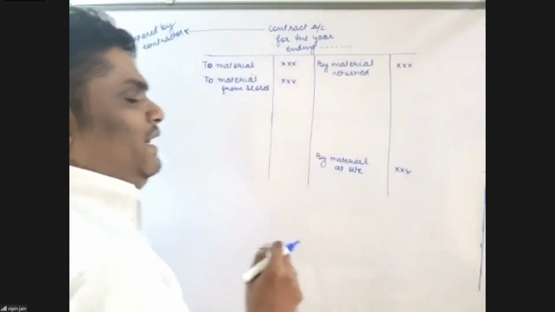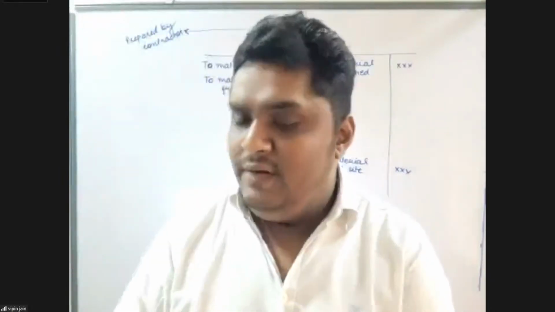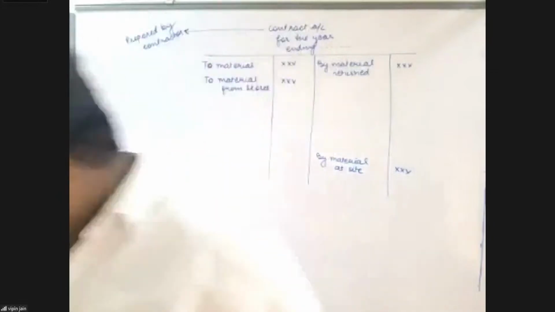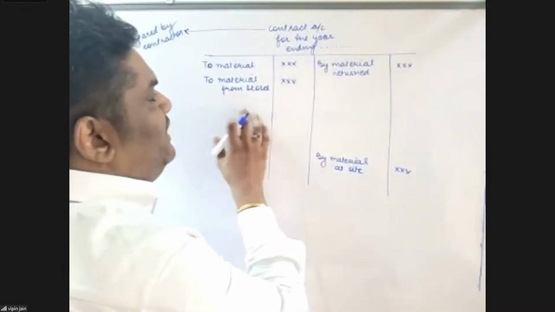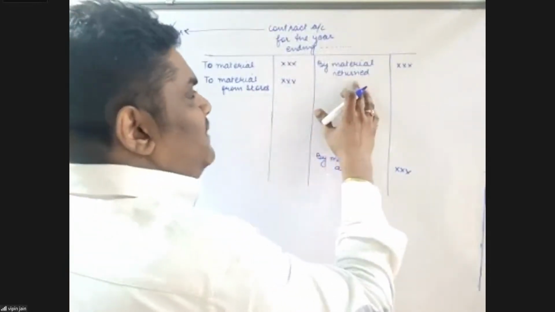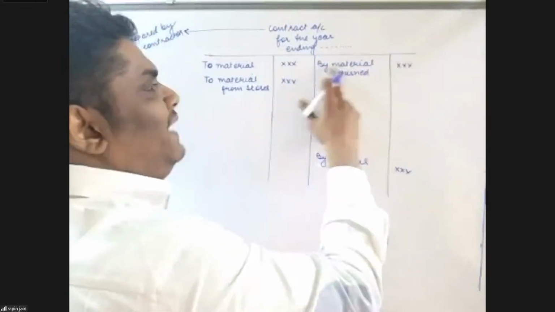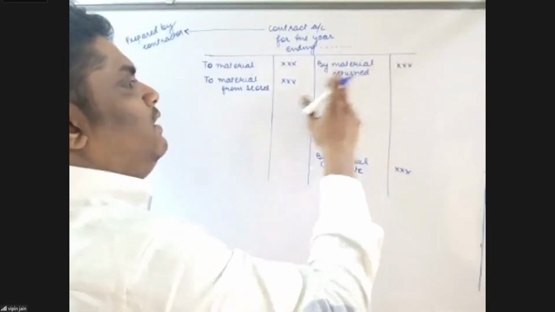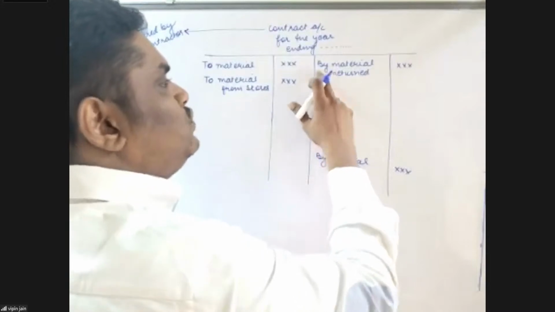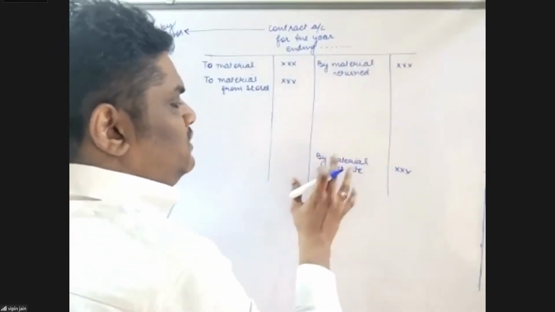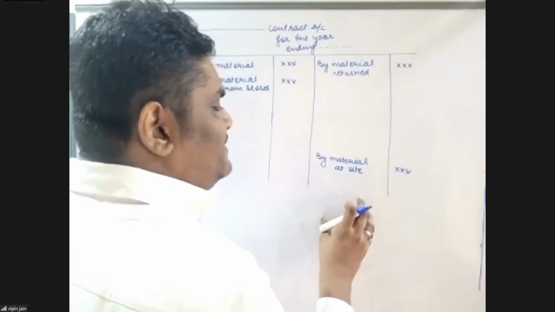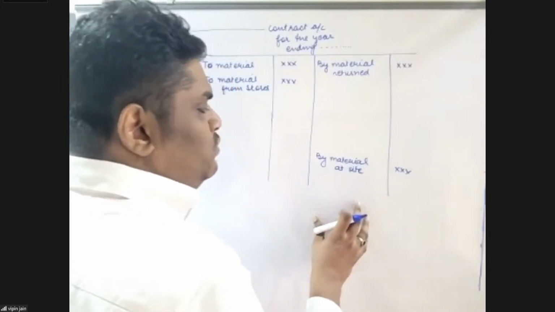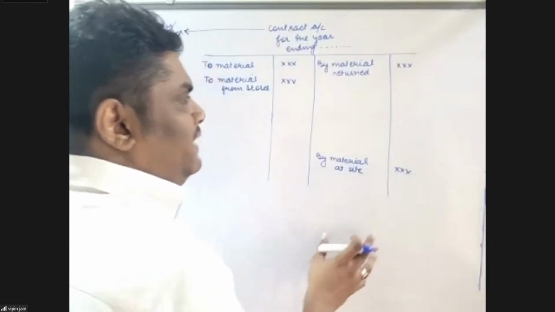So if any material is used in the contract, then we'll be writing to material. If any material is sent from stores, then to material from stores. If any material is returned back to the supplier, then by material returned to supplier. Or if it is returned back to stores, then by material returned to stores. Further, if any material is lying at site at year end, the material is still at site and not used in the contract, then by material at site.